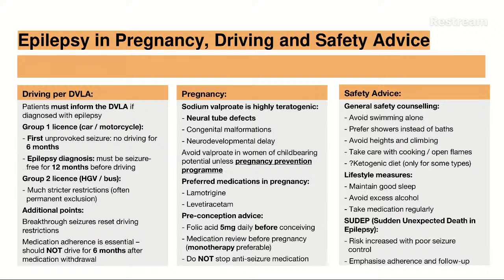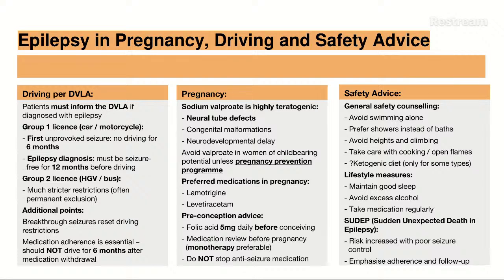If you have a seizure in a swimming pool, you're at high risk of drowning. And for the same reason, showers are better than baths. Avoid heights and climbing. Take care with cooking and open flames. And a ketogenic diet might sometimes be recommended, particularly for juvenile epilepsy that is refractory to multiple different types of anti-seizure medication.